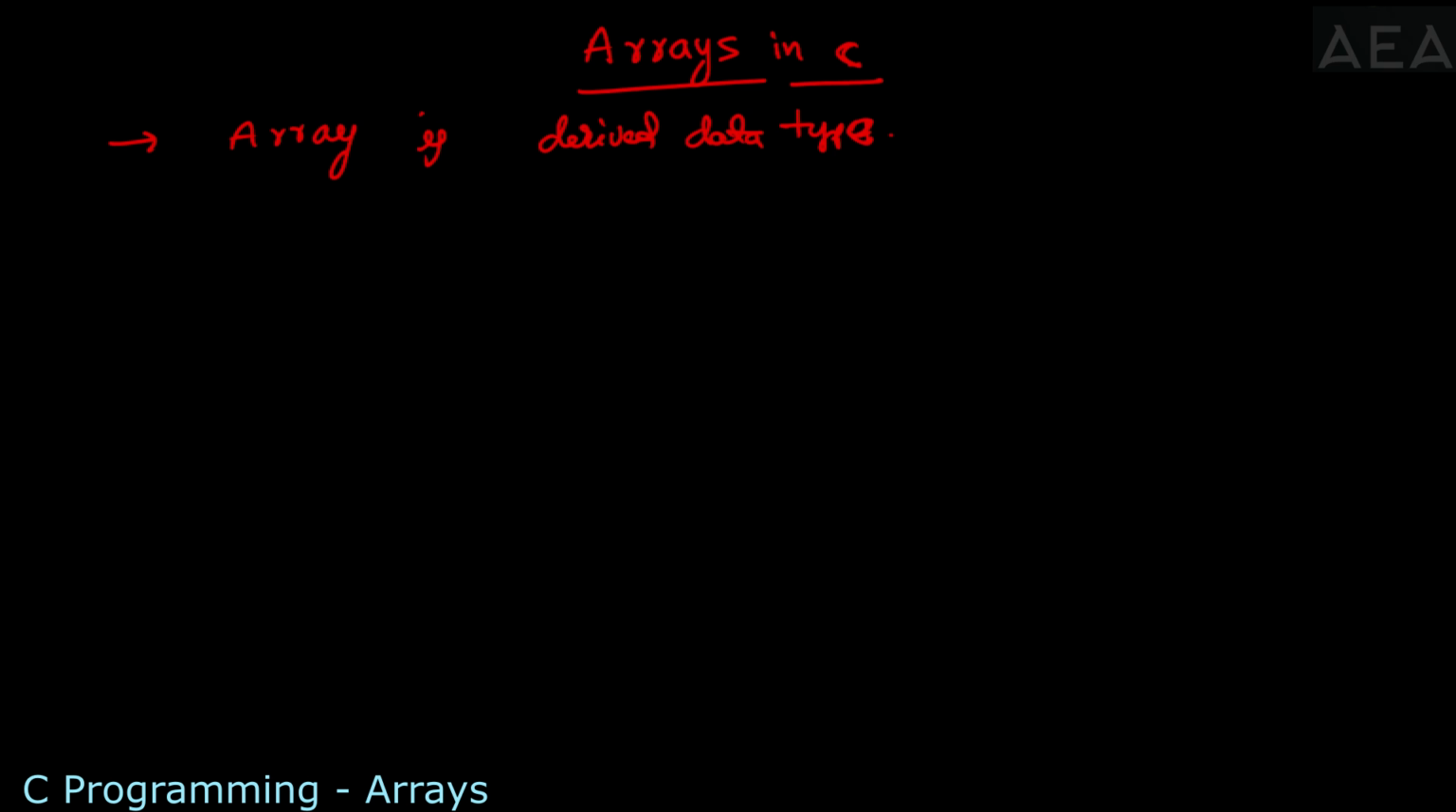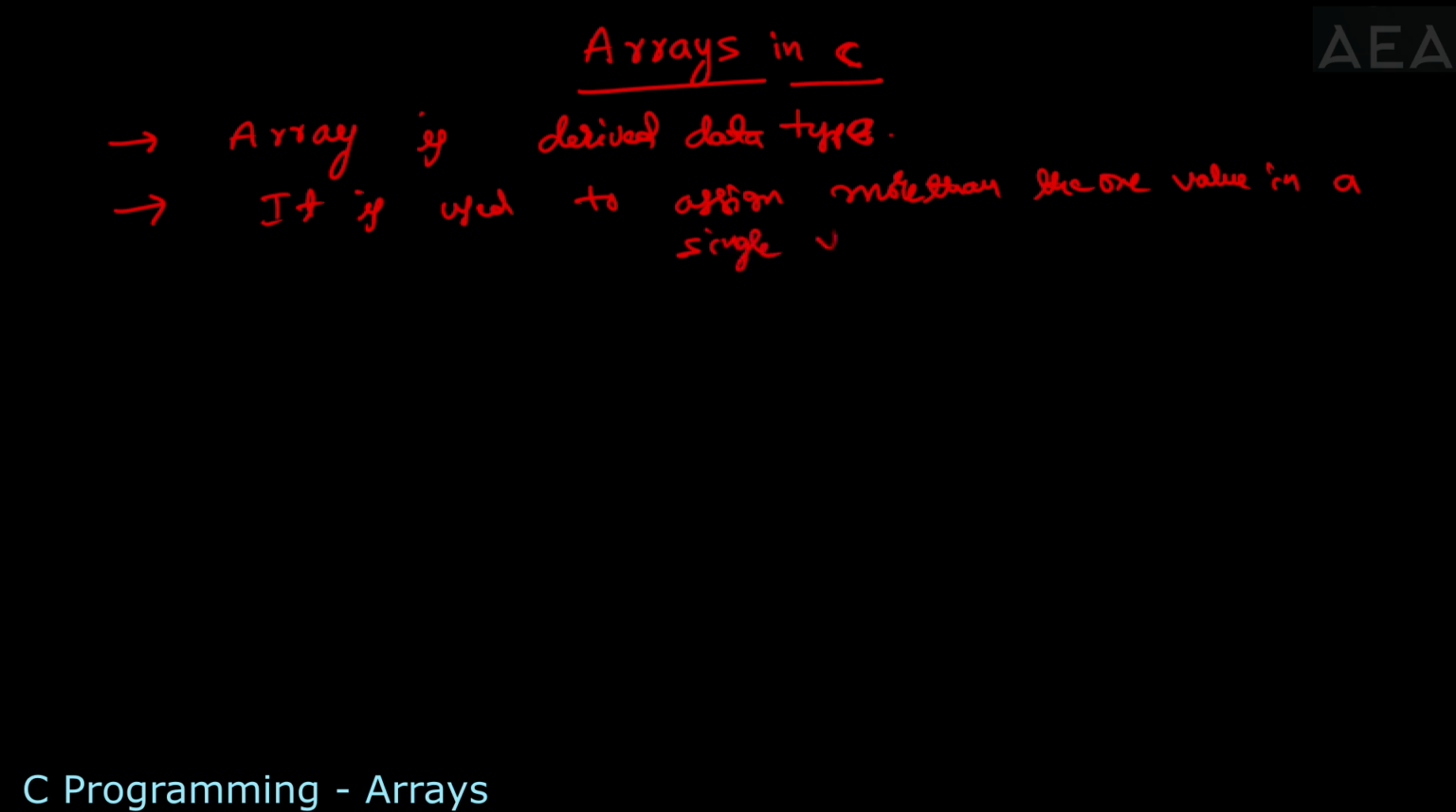If you want to assign more than one value, a derived data type is used. One of the derived data types is the array. An array is used to assign more than one value in a single variable. This point is important: using one variable, it is used to assign more than one value.